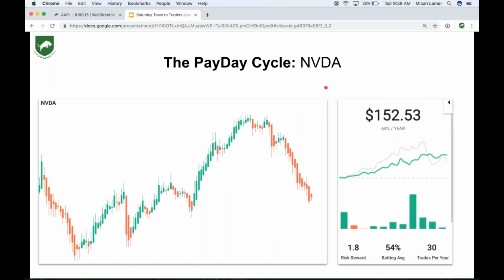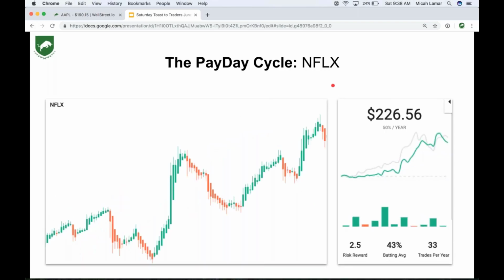So how about NVDA? NVDA actually has pretty darn good payday cycles. You can see how well it payday cycles here. Again, pretty good risk reward, about 1.8. Batting average is about 54%. Remember, we have not included any additional probability stacking here. We're just looking at the raw payday cycle data. You can always improve it, right? And this strategy is also outperforming buy and hold on NVDA.